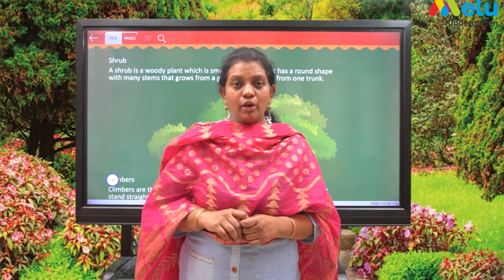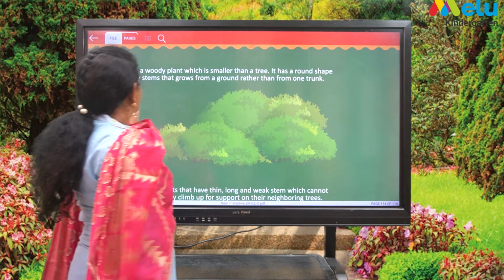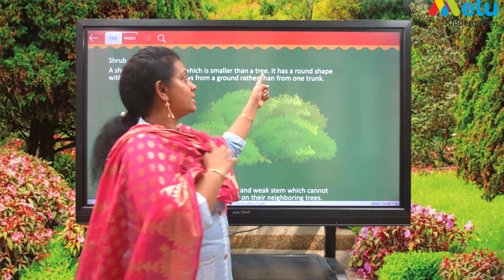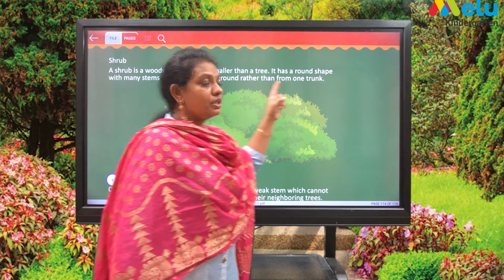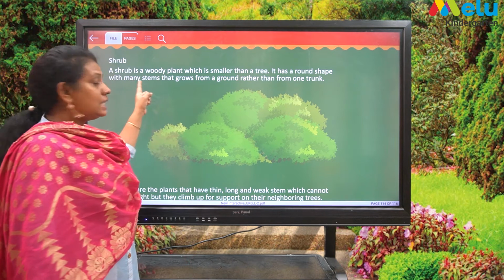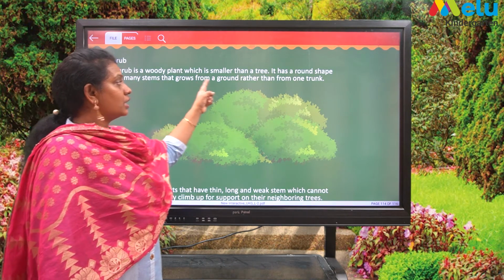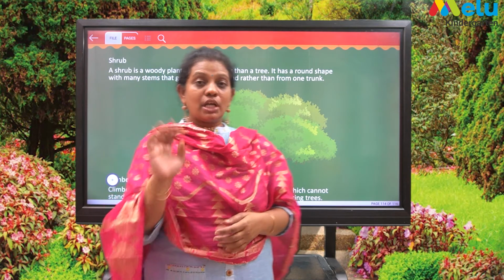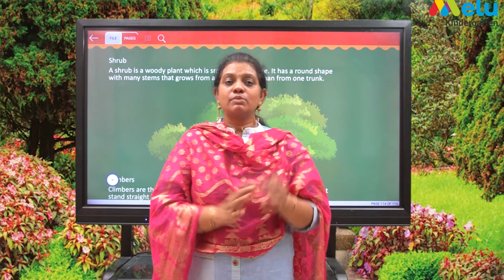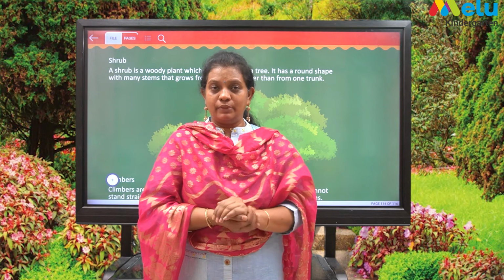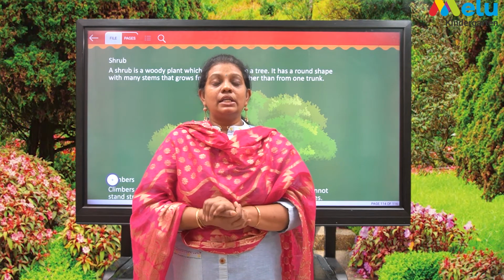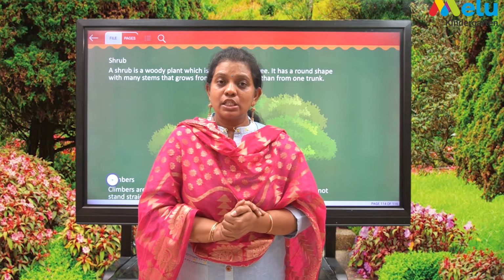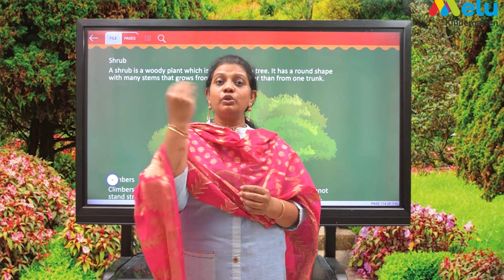Now let's talk about shrub. A shrub is a woody plant which is smaller than a tree. It has a round shape with many stems that grow from the ground rather than from one trunk. A shrub is nothing but a smaller size of the tree, and it will not have many branches. All the branches grow from the ground only.